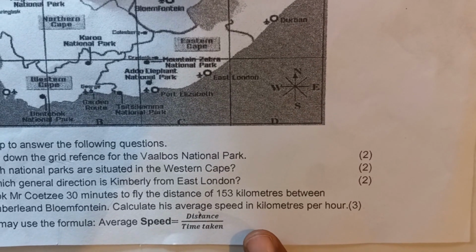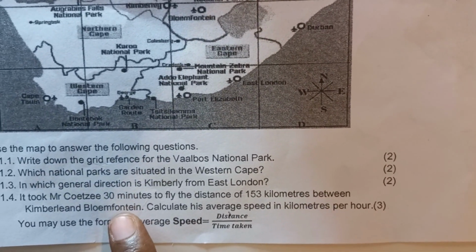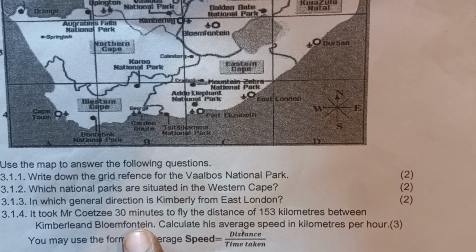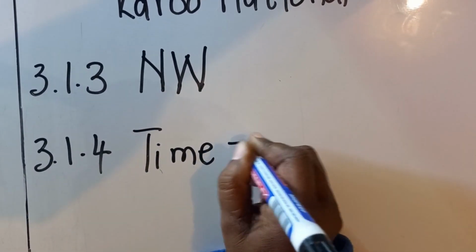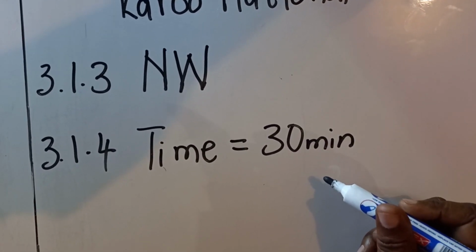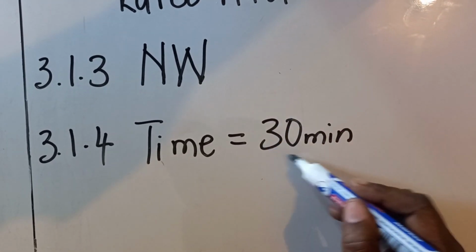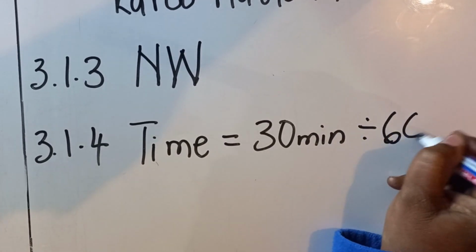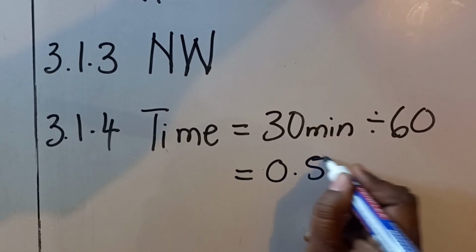Right, they say your answer must be in kilometers per hour. But in our question, they've given us 30 minutes, not hours. So the first part, you need to convert that 30 minutes to hours. This is our time. Time is equal to 30 minutes. How many minutes are in 1 hour? There are 60 minutes in 1 hour. So if you are given 30 minutes and you want to convert it to hours, you have to divide it by 60. So 30 divided by 60, that will be half, or 0.5 hours.